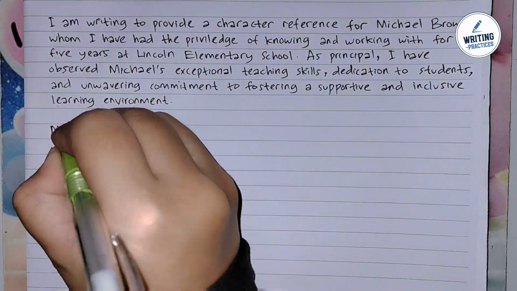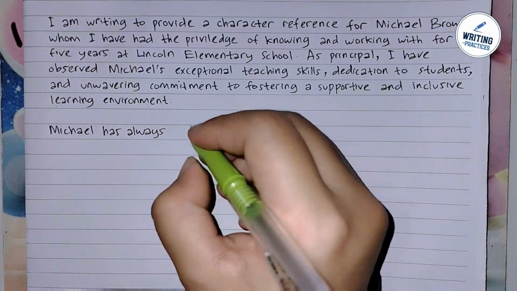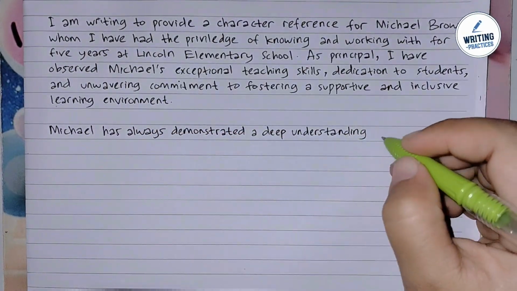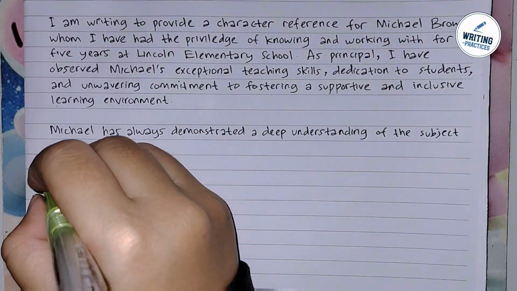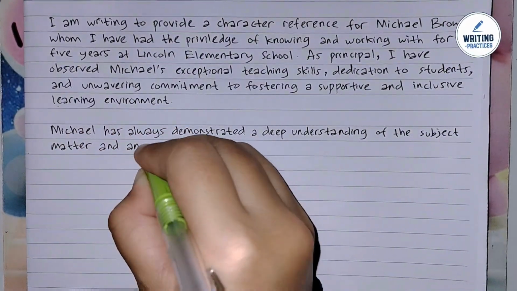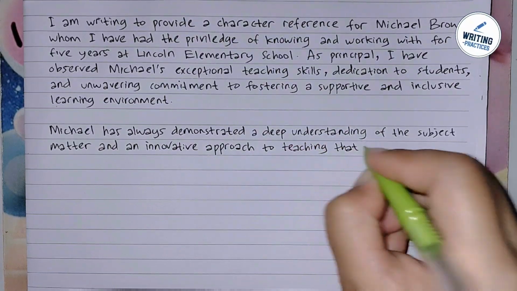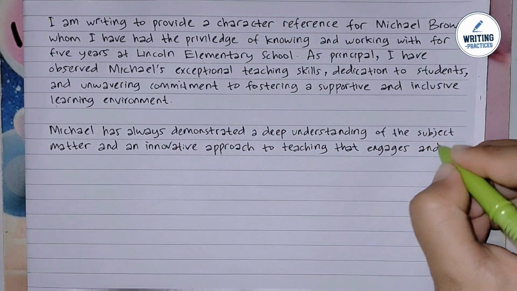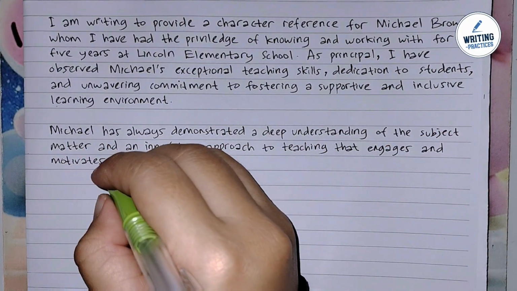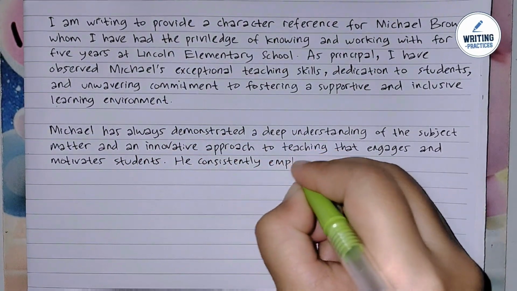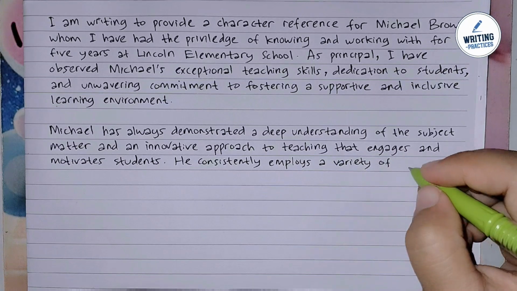In paragraph 2, write the candidate's teaching skills and approach. It is important that you describe the candidate's teaching abilities and methods. Yes, comment on the candidate's understanding of the subject matter and their innovative approach to teaching. For example is, Michael has always demonstrated a deep understanding of the subject matter and an innovative approach to teaching that engages and motivates students.